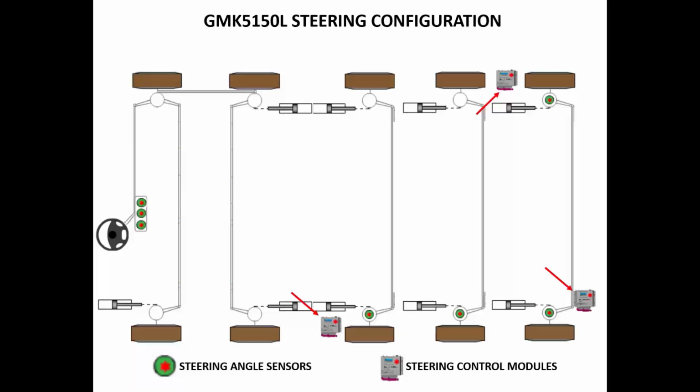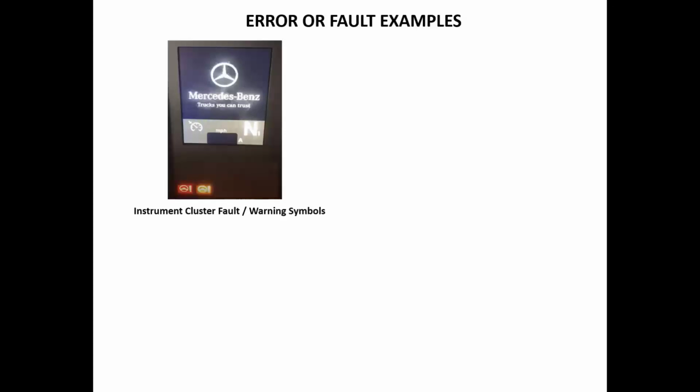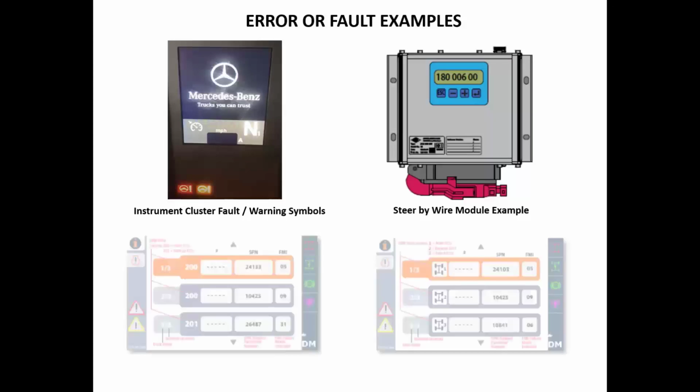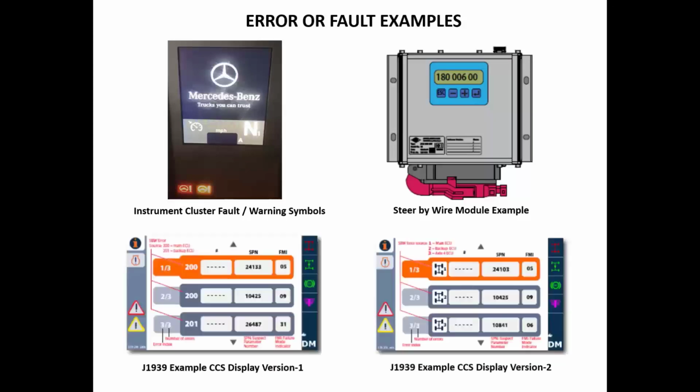Steering faults or errors can be seen in multiple ways. A steering fault or warning symbol can be seen in the Mercedes Info Center located in the Mercedes instrument cluster. The ME steering control modules can also show errors related to the steering system. And finally, steering errors can be seen on the CCS display located in the carrier cab. These are known as J1939 errors.